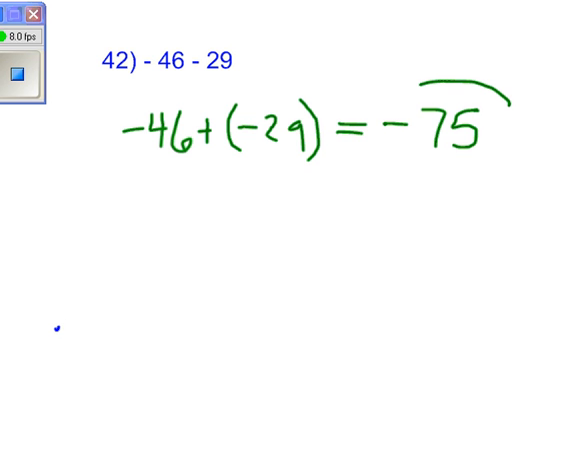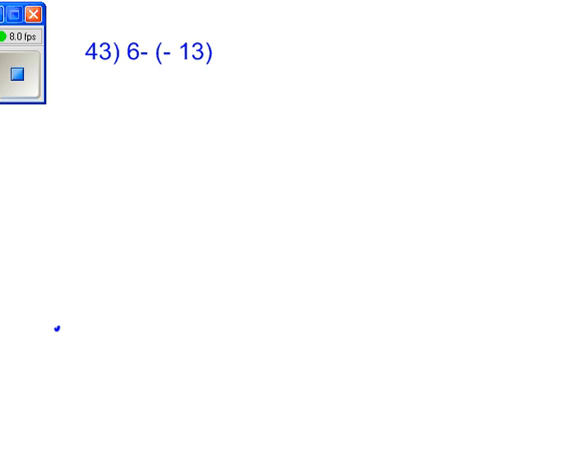42 is negative 46 minus 29. We change this to be negative 46 plus the opposite of 29, which is a negative 29. This would be two reds. We add them together. It becomes a negative 75. 43, 6 minus a negative 13 becomes 6 plus the opposite of negative 13, which is 13. 6 plus 13 is 19.